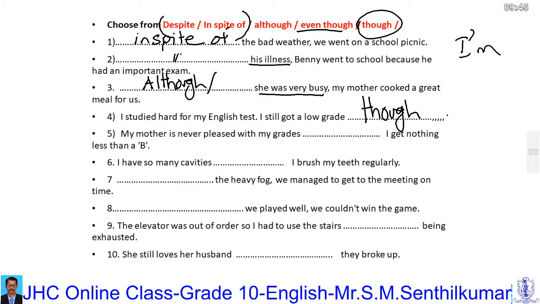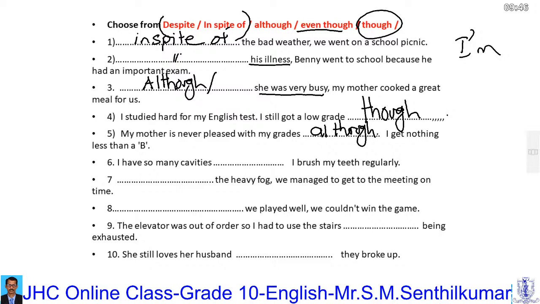My mother is never pleased with my grades. I get nothing less than B. You have to see it. Can you understand the meaning of this sentence? My mother is never pleased with my grades. What is the answer? Quick. Although, right. Although, it's okay. Why? I want to introduce you to that context. If you read the sentence and get the idea, you are going to reproduce it.